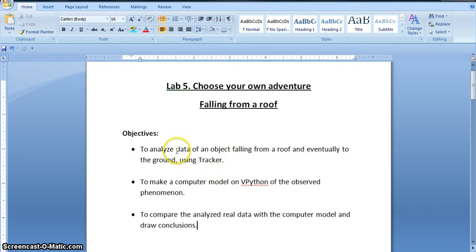I will use Tracker to analyze the data of a falling object. Then I will make a computer model using Python of the observed phenomenon. Then I will compare the analyzed real data with the computer model, and I will try to draw some conclusions.